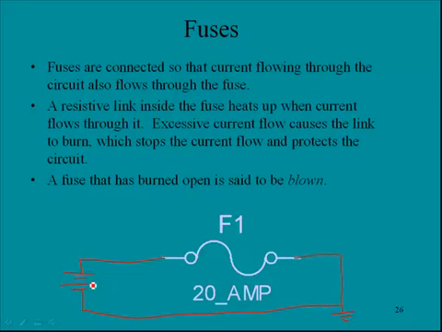A resistive link inside the fuse heats up when current flows through it. Excessive current flow causes the link to burn, which stops current flow and protects the circuit. So in this case here, the fuse is in the circuit. If we're pulling too much current through this, then the fuse will burn, and we'll have an open at this point, and then current will cease to flow. A fuse that has burned open is said to be, and here's the term, a blown fuse.